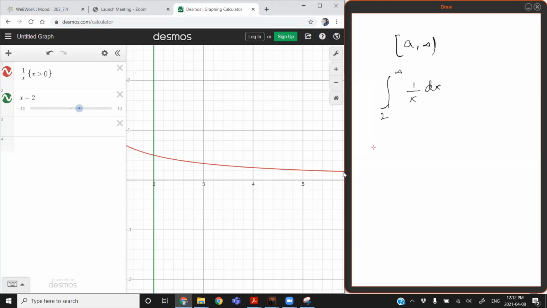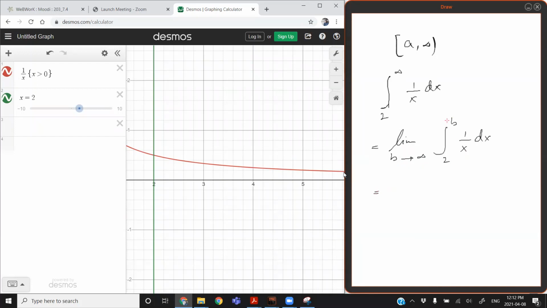According to the definition, this is going to be the limit as b approaches infinity of the integral from 2 to b of 1 over x dx. So I'm replacing infinity here with b, and then I calculate this thing here. This is going to be something in terms of b. It's going to be a function of b. It's going to depend on b. And then I take the limit of that function as b approaches infinity.